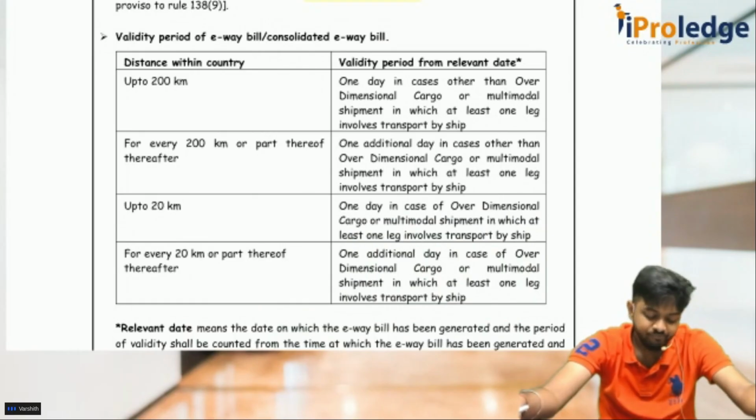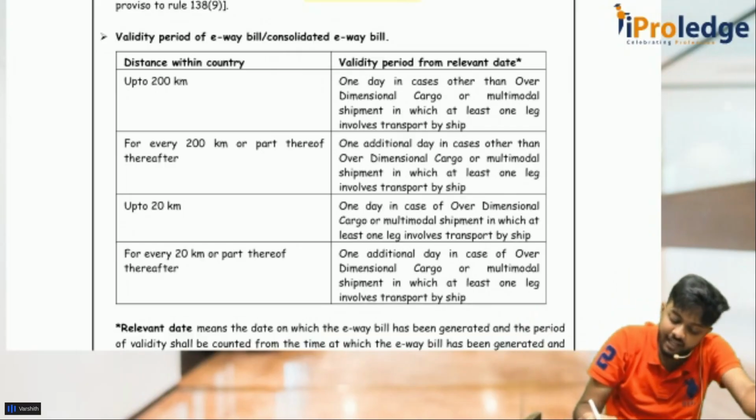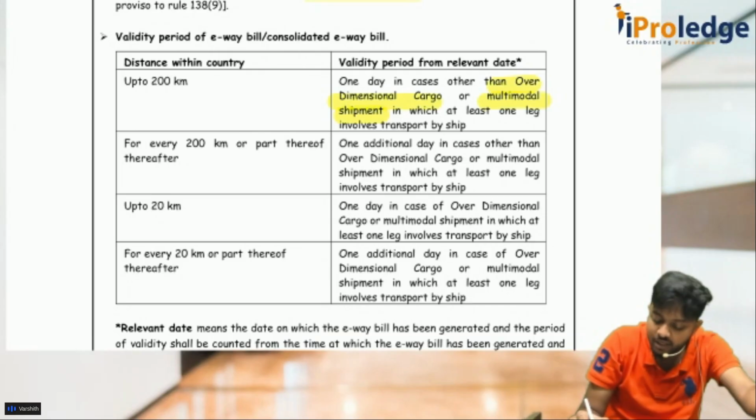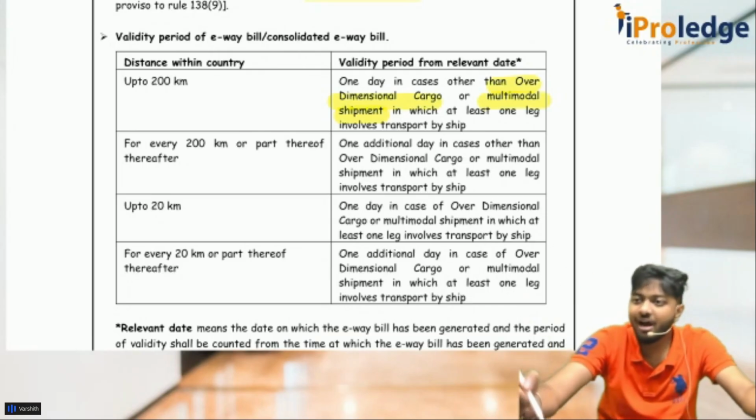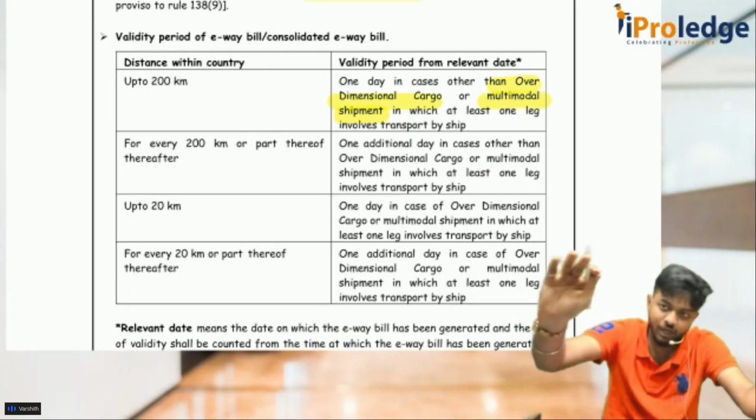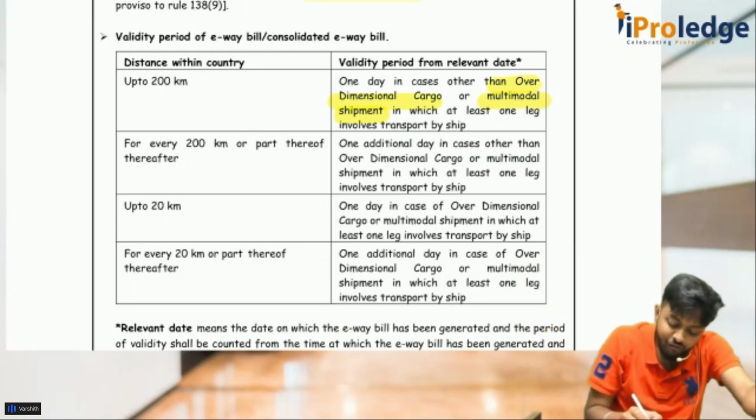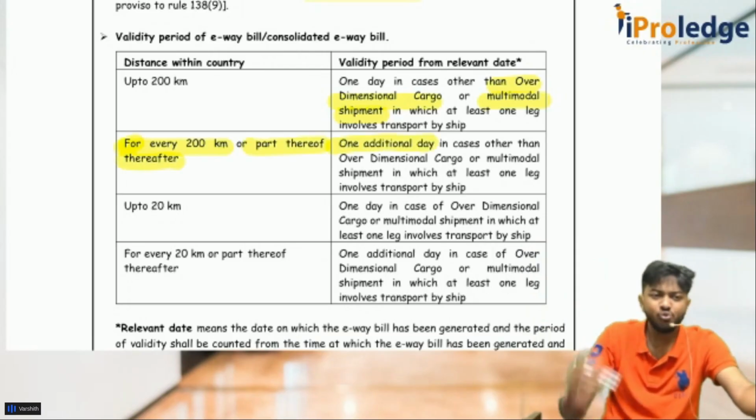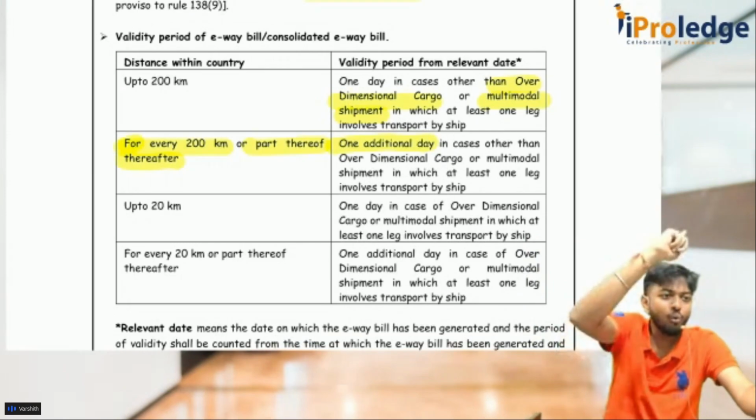First of all, we are talking within the country only, India. If the distance is up to 200 kilometers, then 1 day is the validity. 1 day in cases other than over dimensional cargo or multimodal shipment in which at least one leg involves transportation by ship. So generally validity is 1 day. We'll come to the other part later. And for every 200 kilometers or part thereof, it is one additional day. That means 1 day for every 200 kilometers.